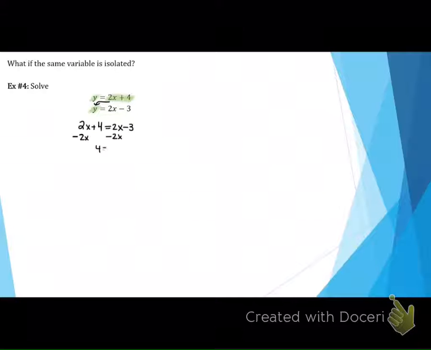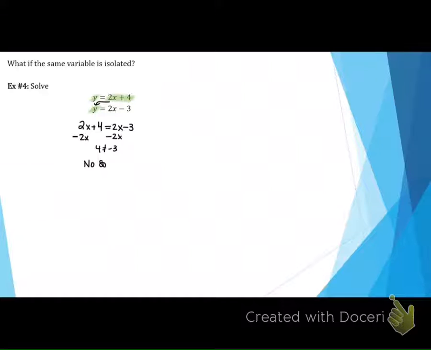So I get 4 equals negative 3. Well, that's not true. So what do we write? No solution. Awesome. If it were a true statement, you would write infinitely many.